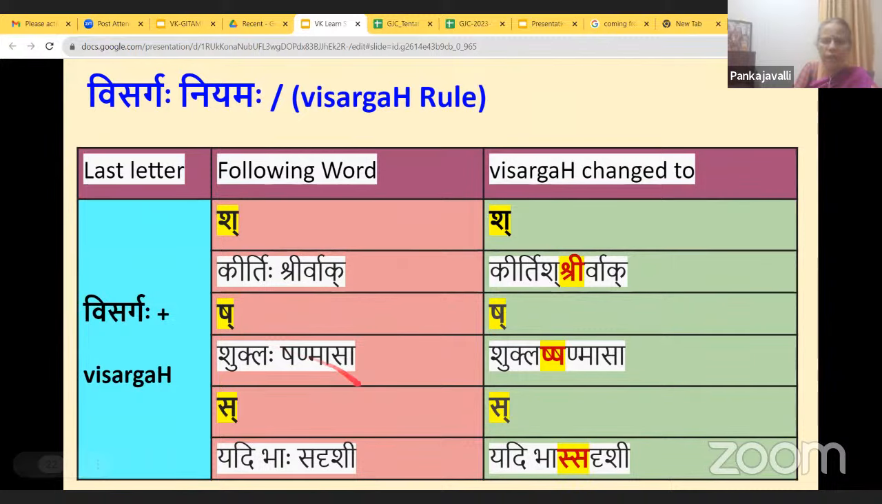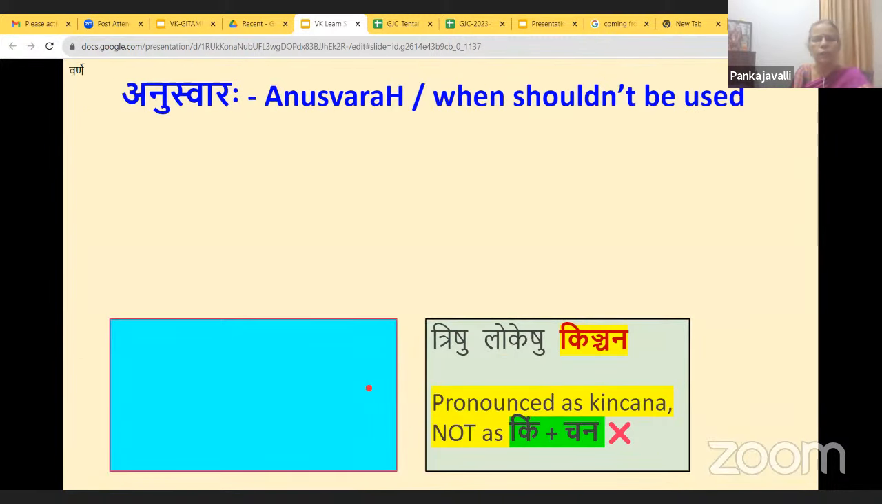So sha is very common. You get to the visarga. So, for example, kinchana. Trishulokeshu kinchana: it cannot be kimchana, that is wrong. Kinchana is correct, kimchana is wrong. The m becomes the nasal of the cha group, like cha, cha, ja, ja, nya. Kinchana is correct.